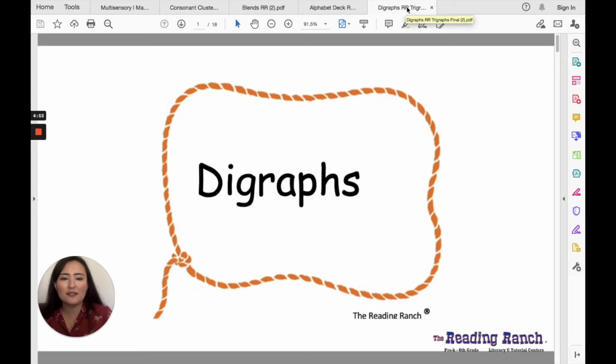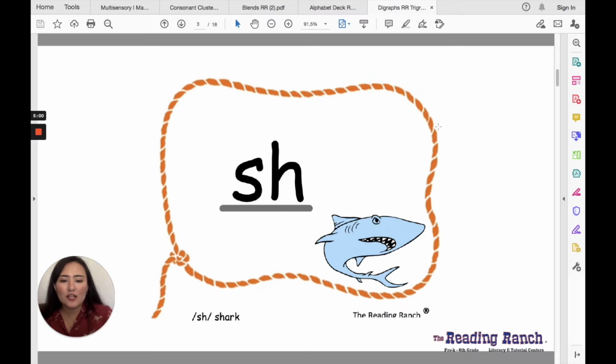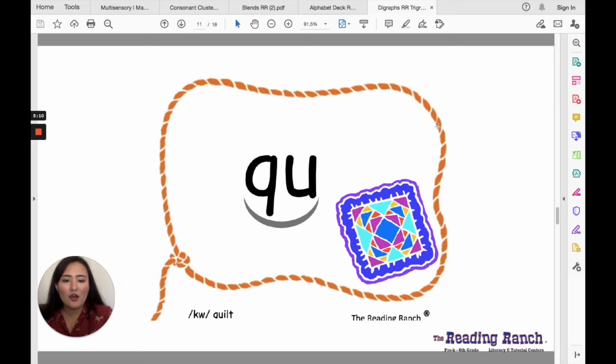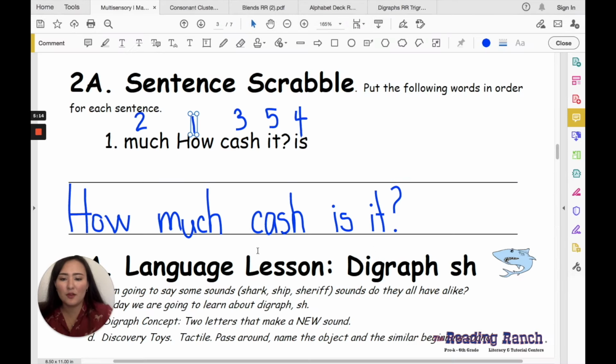And then what are our digraphs, right? We already talked about them. So they're two letters that make one sound. Shark, sh, chick, ch, quilt, qu. Okay, so now we're going to go back to our packet.